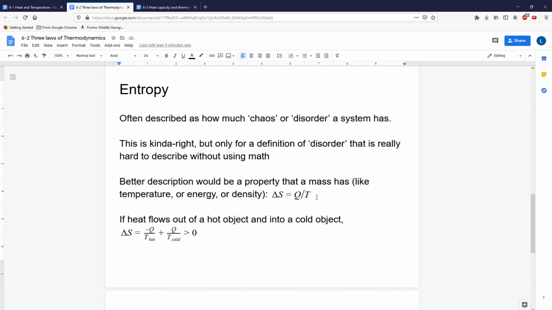Now, that's not to say we can't remove heat from a system. We can, as long as we add heat to another system. It doesn't even necessarily have to be the same amount of heat. If we're adding heat to a hot system, we would need to add more heat. And if we're adding heat to a cold system, we would need to add less heat. But we still need to add heat to another system.